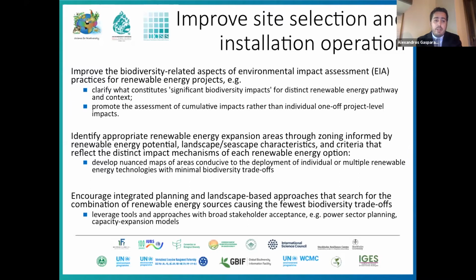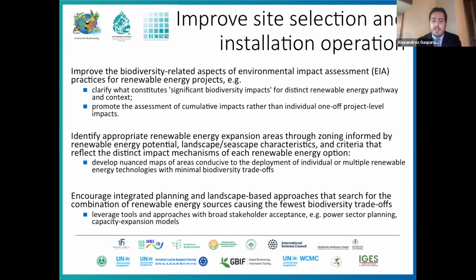Another thing that I think we need to focus on is to identify appropriate renewable energy expansion areas through zoning that is informed not only by renewable energy potential, but also by a very good understanding of landscape and seascape characteristics, and especially criteria that reflect the distinct impact mechanisms of each renewable energy option. This is what I mentioned as the major research gap previously.